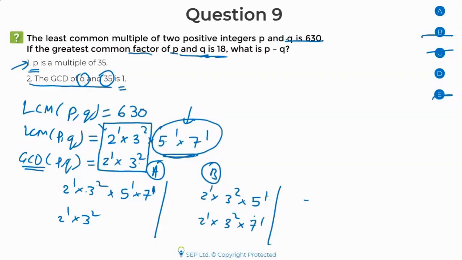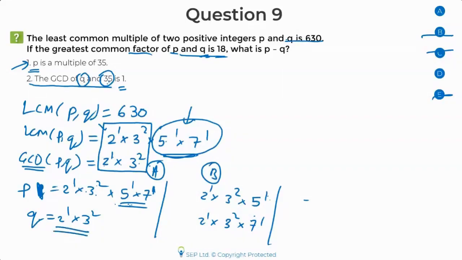Okay, so let's take the first case. Now, in this case, obviously Q cannot be this. If I make this Q, then the GCD of Q and 35 won't be 1. It will become 35 only, right? So if I look at case A, I can say Q cannot be this number, because if it is this number, the GCD won't be 1. So I know this has to be P and this has to be Q. At least for case A, this has to be P, this has to be Q, because if Q is this, then the GCD is definitely 1. So rest assured.